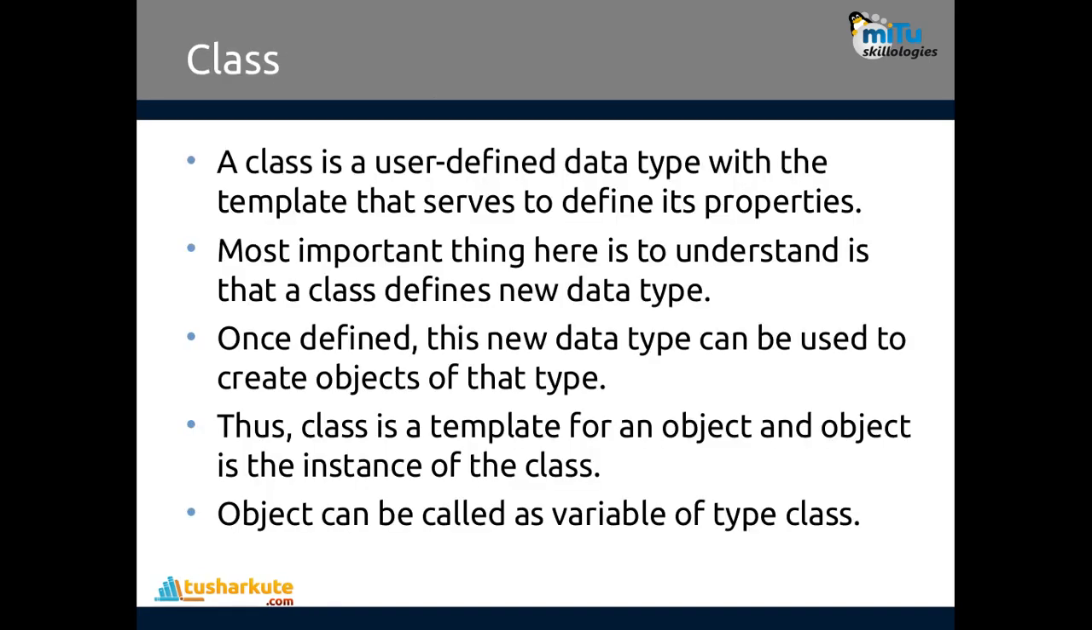Okay, let's revise it. In the first video we have seen these concepts of classes already. A class is a user defined data type with the template that serves to define its properties. The most important thing to understand is that a class creates a new data type. Once defined, this new data type can be used to create objects of that type. Thus, a class template gives an object, which is the instance of the class. An object can also be called a variable of type class.